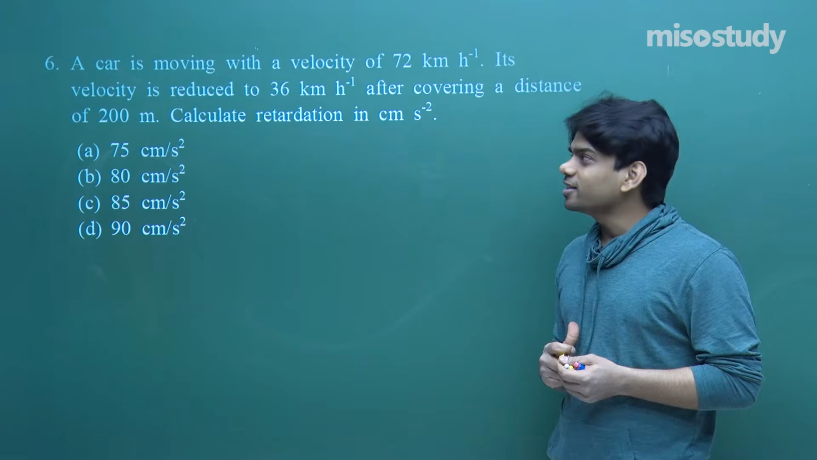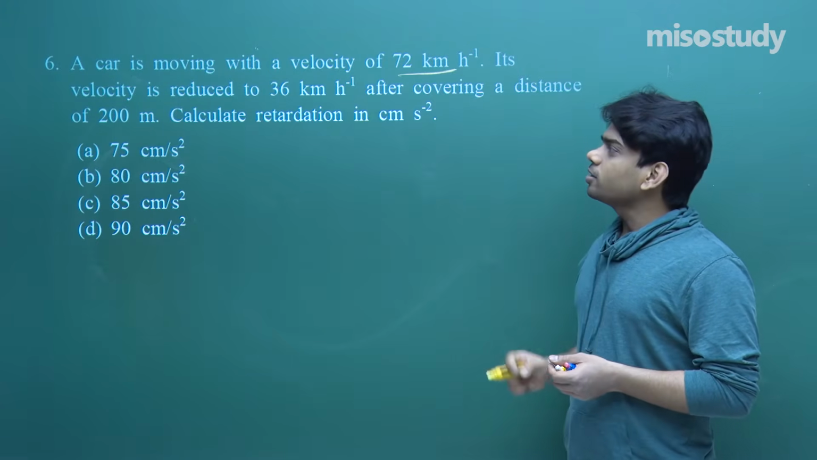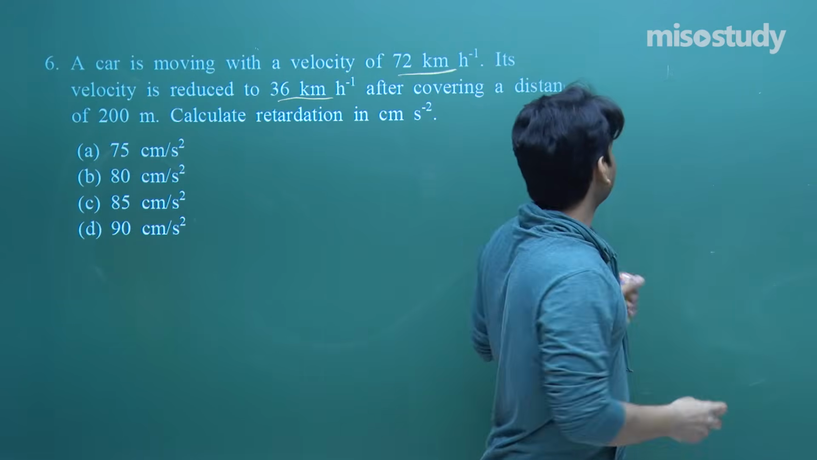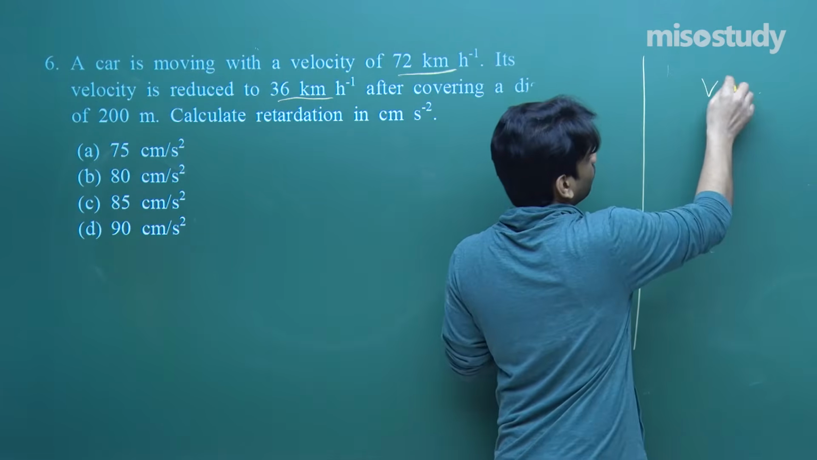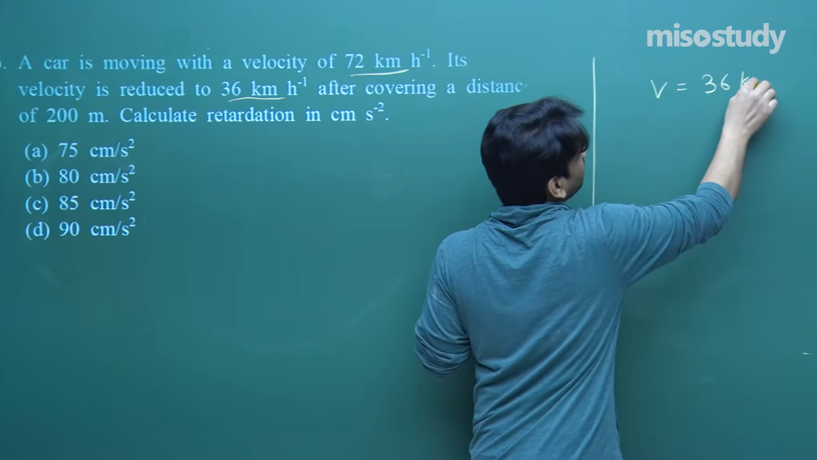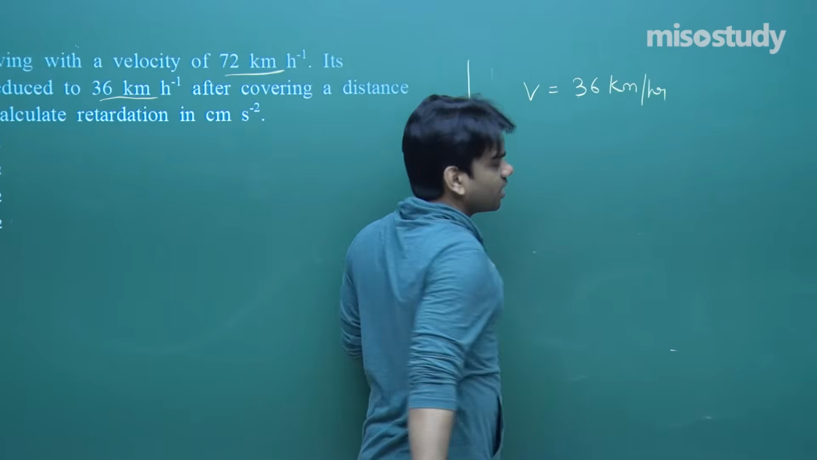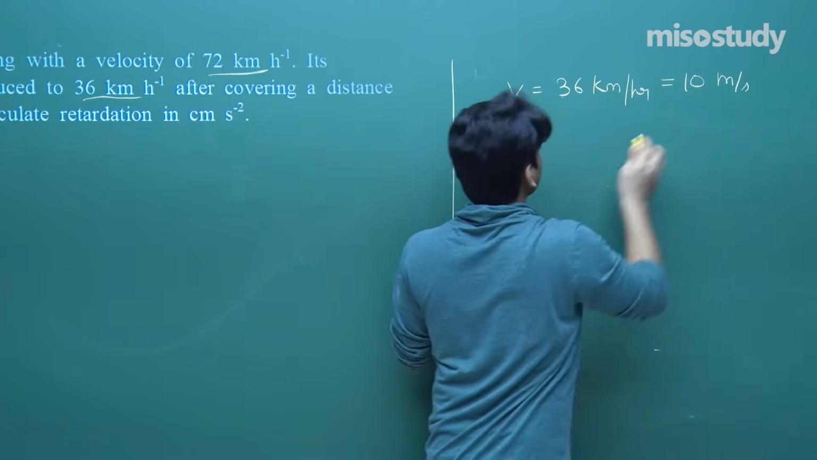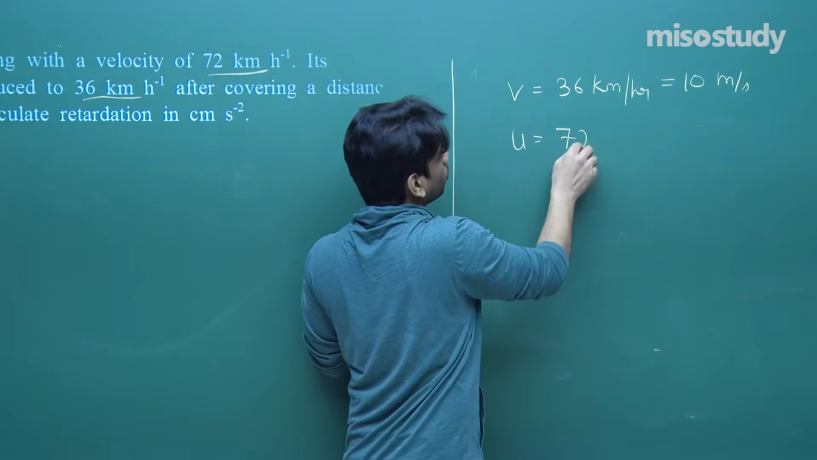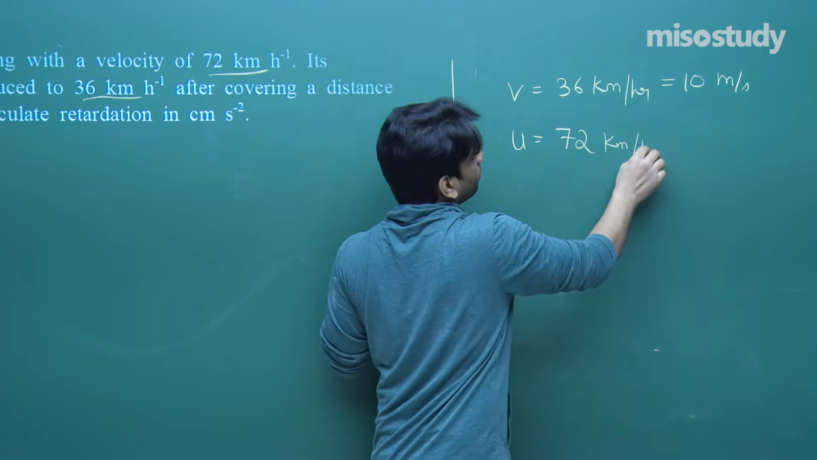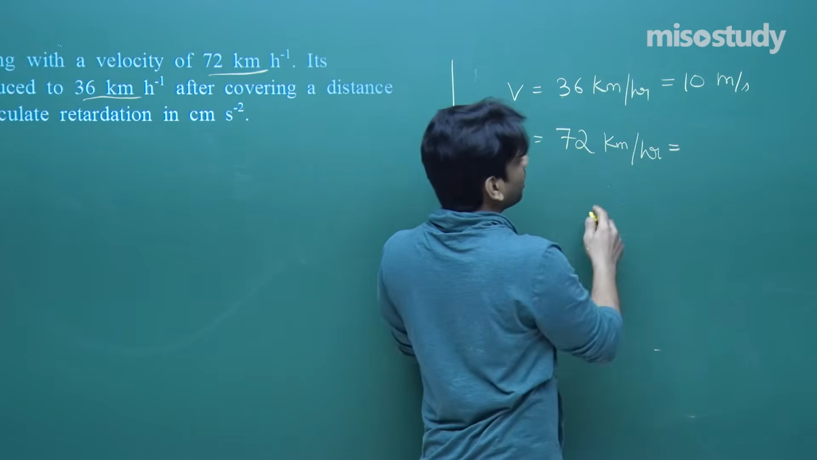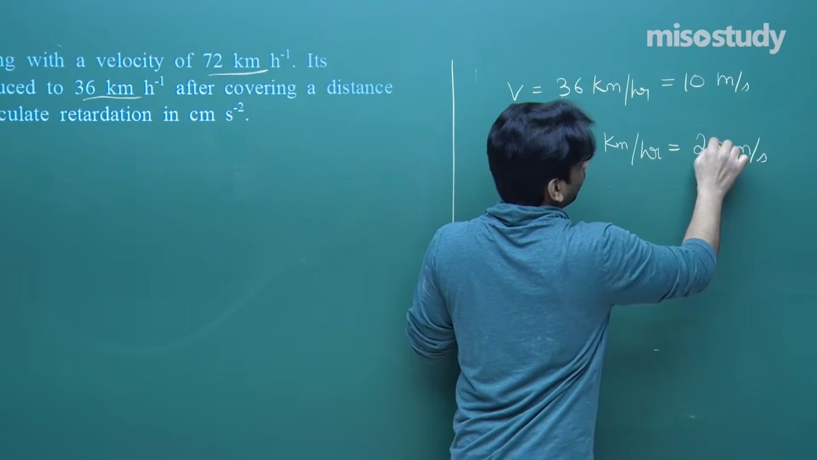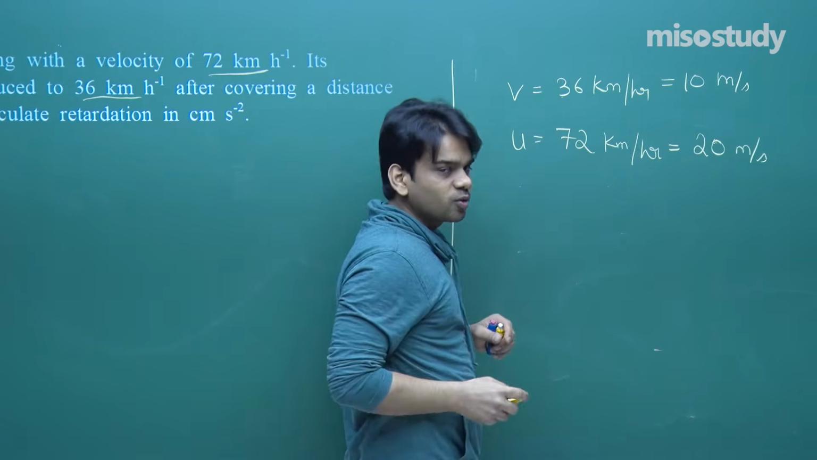Let's check what is the retardation. Initial speed is 72 km per hour, final speed is 36 km per hour, and distance traveled is 200 meter. So let me mark here. Final speed is 36 km per hour. If we convert in meter per second, this will be equal to 10 meter per second. Initial speed is 72 km per hour. You can easily check, as I have told you the method how to convert it. In our class, 72 km per hour will be 20 meter per second. I am not commenting more upon its conversion. It's very easy to convert.